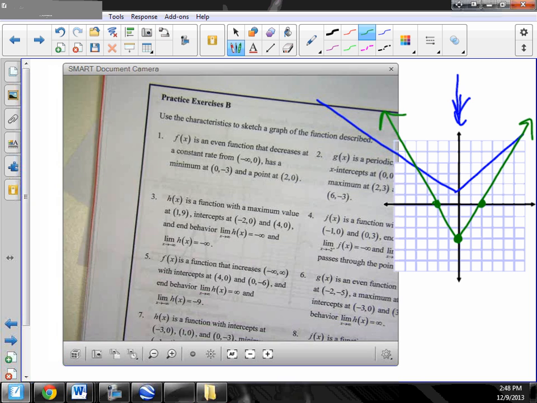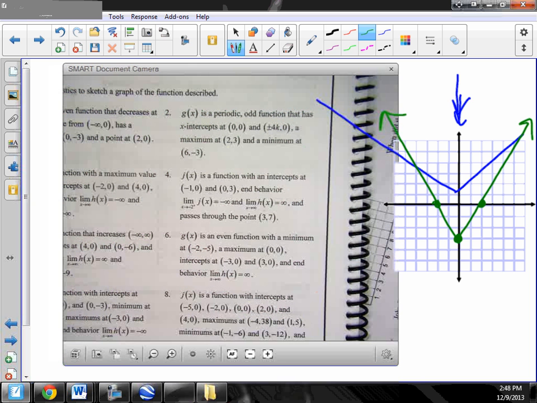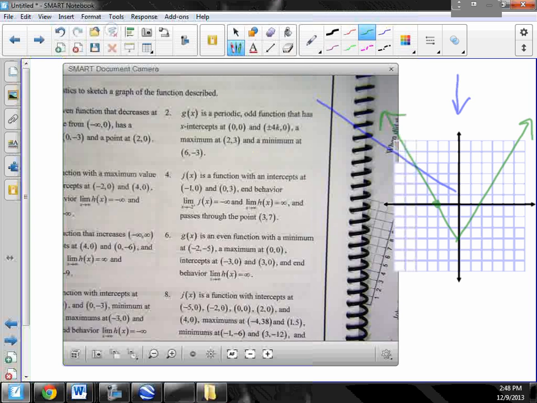Okay. E of x periodic. What does that mean?